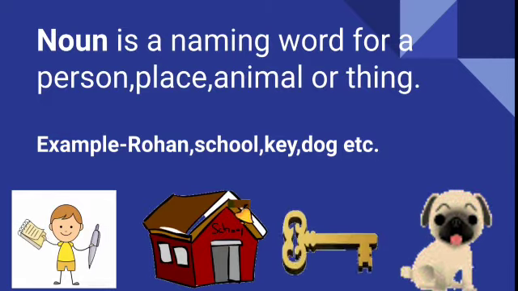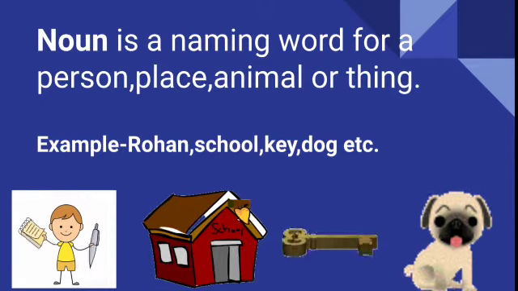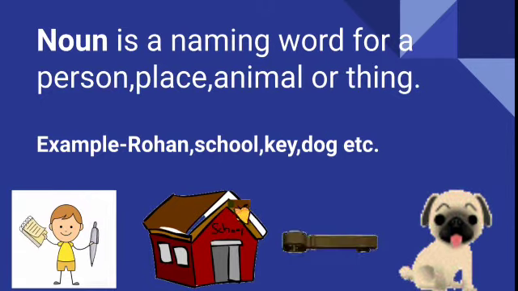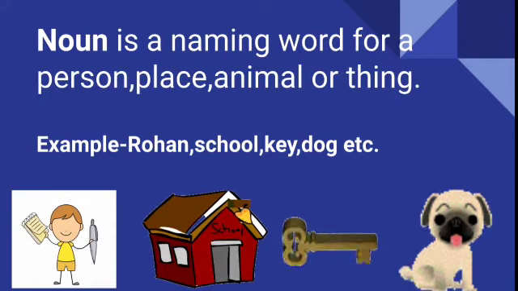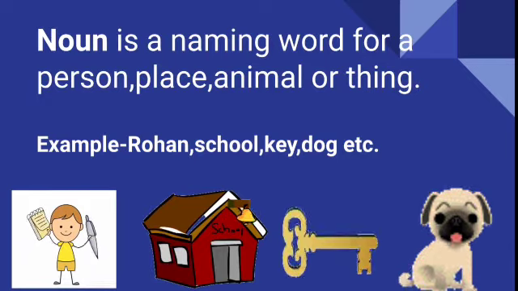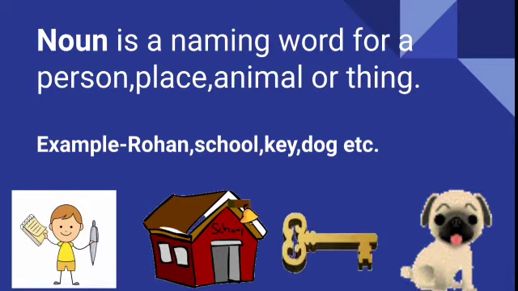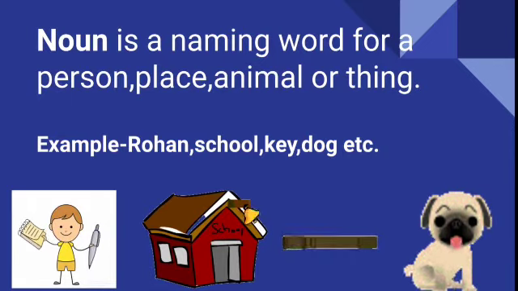Like Rohan. Rohan is a person's name. School. School is the place where we study. Key. Key is a thing used to open a lock. Dog. Dog is an animal, name of animal. In this way, a noun names a person, place, animal or thing.